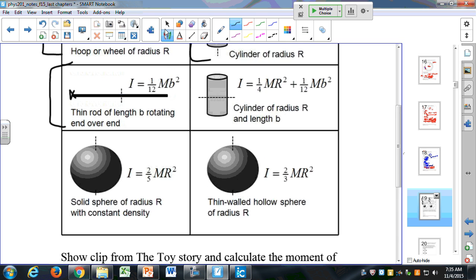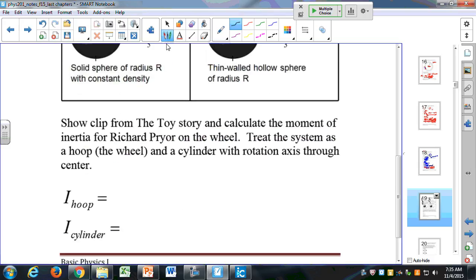If you have more than one object that is rotating, then to find the total moment of inertia, they just add up. It's a lot like mass, right? If you have more than one object that has mass, you want to know the total inertia, you just add up the mass. So it's a scalar quantity. You just add it up if you have more than one object. So, for example, let's look at this clip.